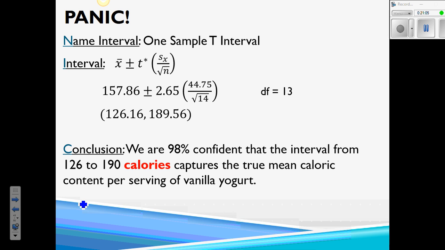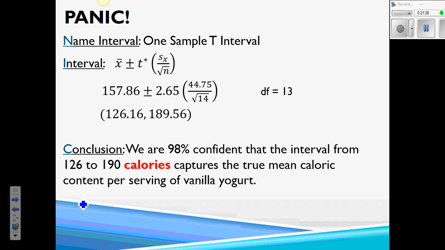Because remember, before this, we didn't know what the true mean was. We're estimating. You're basically saying with confidence, we're 98% confident it's between 126 and 190. Could be in the interval, could be outside. We don't know, but we're pretty sure, we're 98% confident that it falls in that interval.